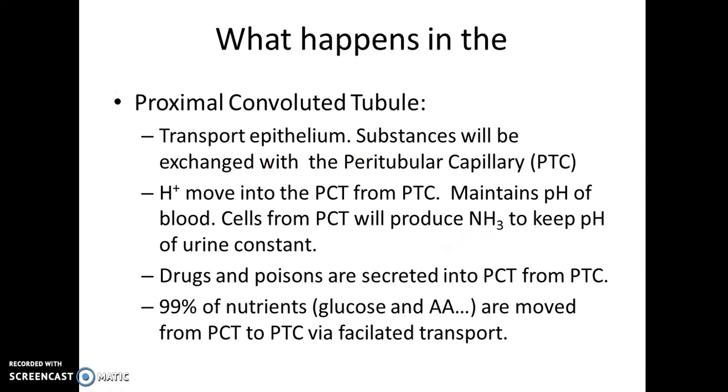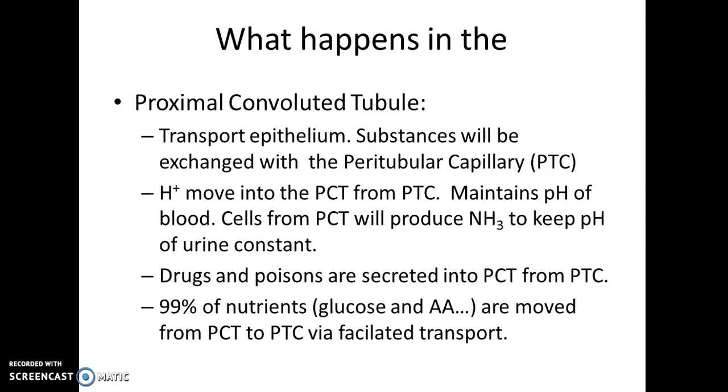In the proximal convoluted tubule, the transport epithelium, many substances will be exchanged with the peritubular capillary. You might need to make note, and you're going to have to draw pictures of this, but hydrogen ions will move into the proximal convoluted tubule from the peritubular capillary. And those P's, C's, and T's are all crazy, aren't they? Now, this helps maintain the pH of the blood. Cells from the proximal convoluted tubule will also produce ammonia to keep the pH of urine constant. Now, there's a range. I think it's anywhere from 6 to 8 that urine pH is found. Drugs and poisons are also secreted into the proximal convoluted tubule from the peritubular capillary.